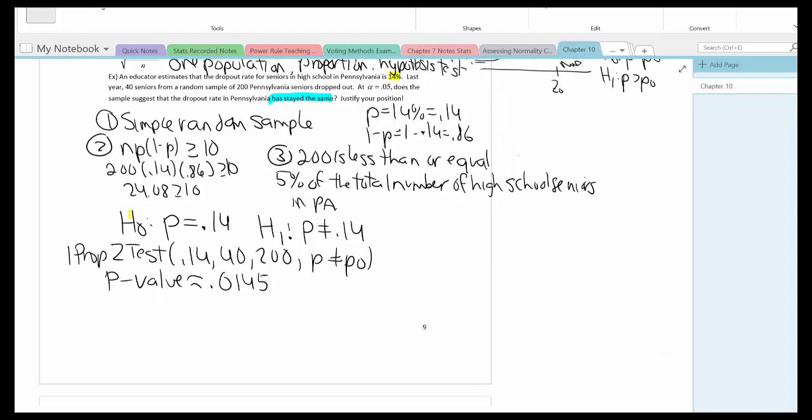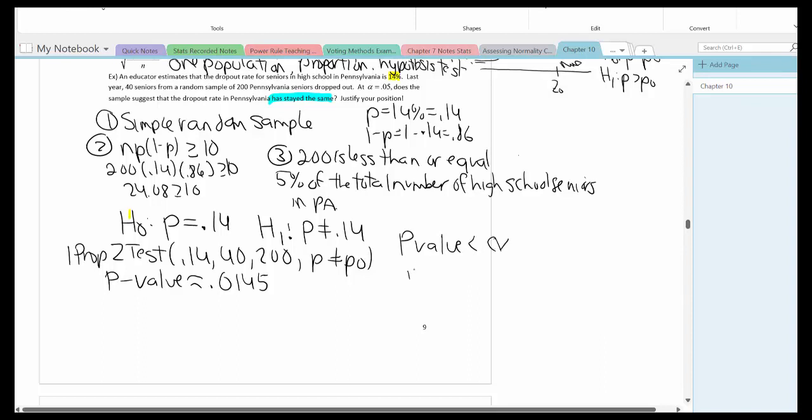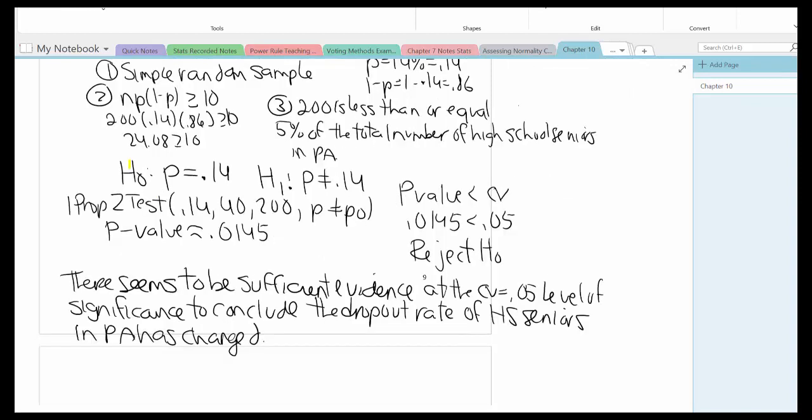So now what are we doing? We're checking to see if the P value is less than the error. Well, the P value is this. The error is 0.05. Is that P value less than the alpha value? And the answer in this case is yes. So what do we do? We're going to reject the null hypothesis. So now I'm going to write out the conclusion with respect to this problem. There seems to be sufficient evidence at the alpha equal to 0.05 level of significance to conclude the dropout rate of high school seniors in PA has changed.